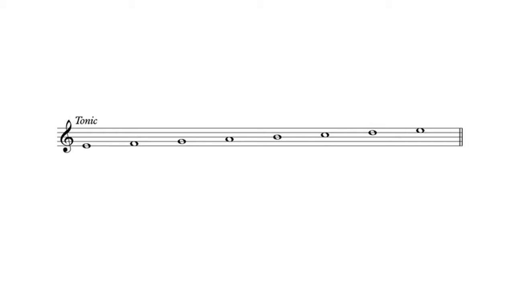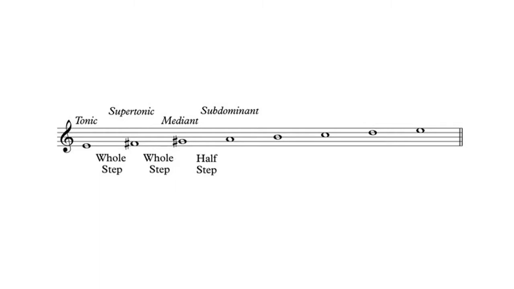So in the example that you have before you now, E major, if we go up a whole step, the first of the intervals in a major scale, we end up at the supertonic pitch. A whole step above an E is an F sharp. We need to go up another whole step to get to the mediant or third scale degree. A whole step above F sharp is G sharp. Now we have our first half step in the scale. From G sharp, if we go up a half step, we get to the subdominant pitch, the fourth scale degree, which is the pitch A.